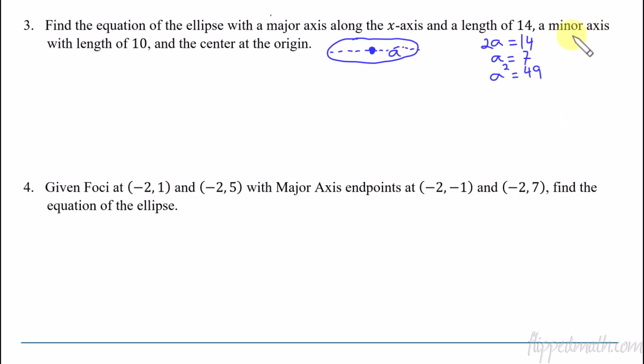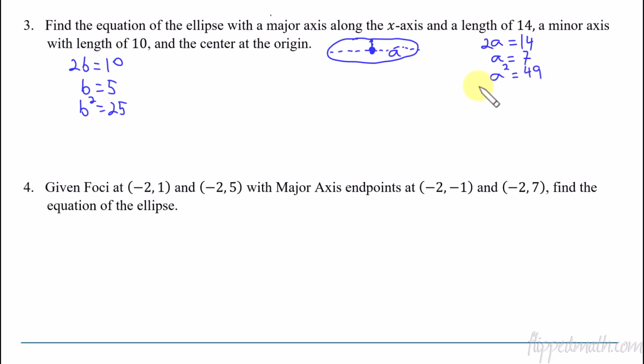Now, what about the minor axis? The minor axis would be this up and down portion, right? So the up and down would be a length of 10. So that's 2 times b equals 10. And therefore, b equals 5, and b squared would equal 25. Okay, and then what else?